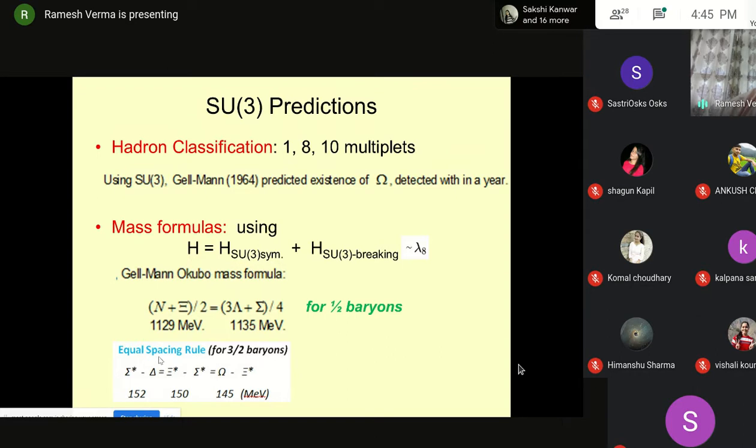And he also obtained an equal spacing mass rule for spin 3/2. That is how he could predict the mass of the omega. And with a difference of hardly 2 MeV or so, the experimentalists found the existence of the omega in some collision experiments. So that confirmed our faith that we are really on the right track.